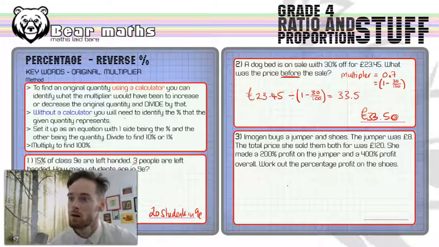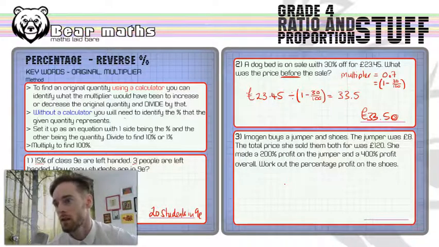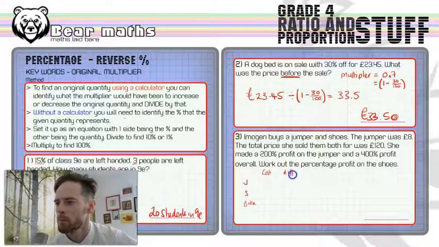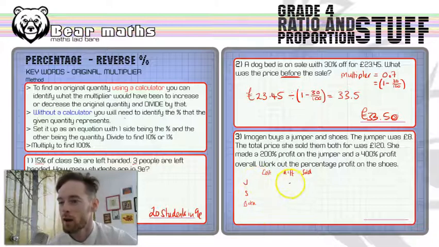Okay, so this is a tricky problem because there's bits of information that are missing. So I'm going to try and set this up. Right, the jumper, the shoes, and both, because they're the bits of information we've got. So I'm going to set this up over here. Then I'm going to put down the cost, so what she's bought it for, then the difference, and then the sold price. So it's like a two-way table, really, to work some stuff out in.